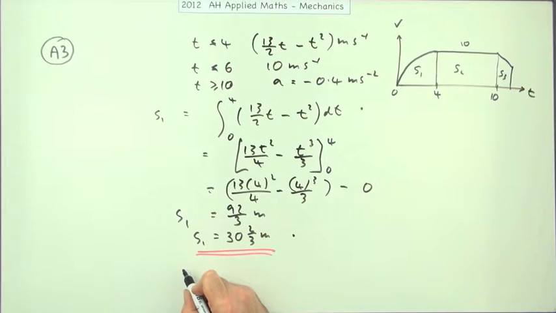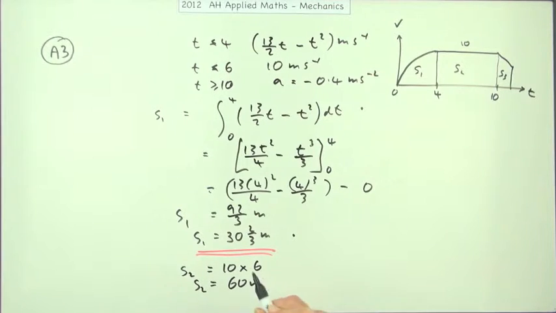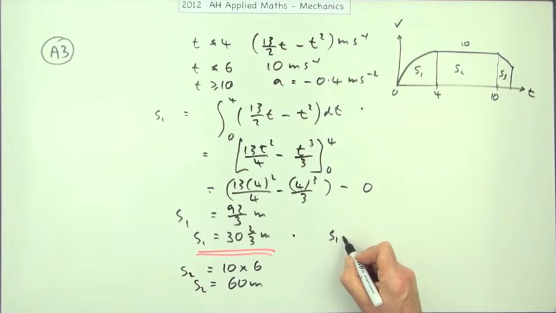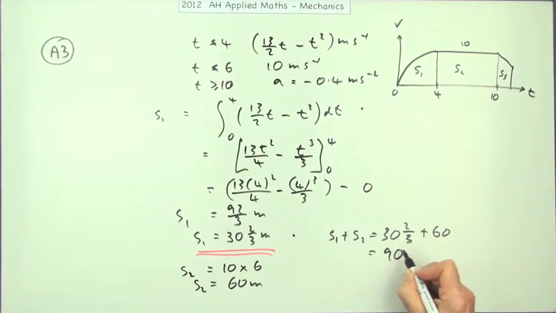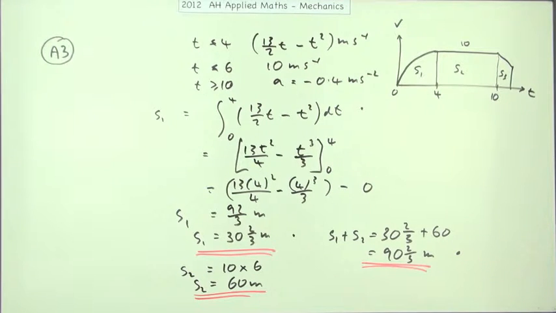Now what about the next one? What about the distance travelled in the second one? Well, that'll just be distance, speed times time. Do I have to put the formula in? Well, I haven't now. 10 times 6, so that was 60 metres. But that's not a mark. The mark comes from getting the total distance so far. So in the first 10 seconds, it'll be the 2 of them added together. So far I've got S1 plus S2 is 30 2/3 plus 60, which is 90 2/3 metres. That was the third mark.